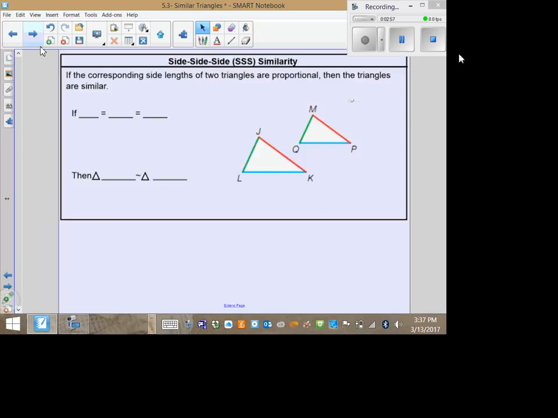Our next one is side-side-side similarity. So if corresponding side lengths of two triangles are proportional, then the triangles are similar. So this is saying that if JL over MQ, so these sides match up, equals JK over MP, which equals LK over QP. So if all the scale factors are the same, then triangle JLK is similar to triangle MQP. So again, this is side-side-side similarity, where the scale factors are all the same.